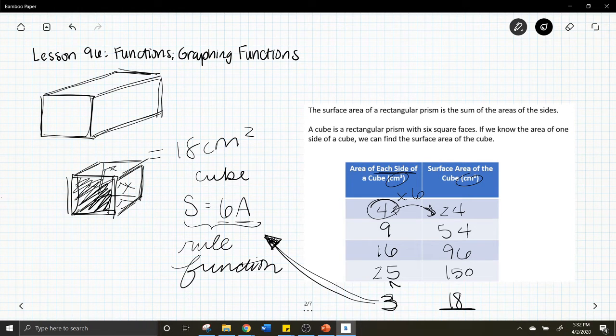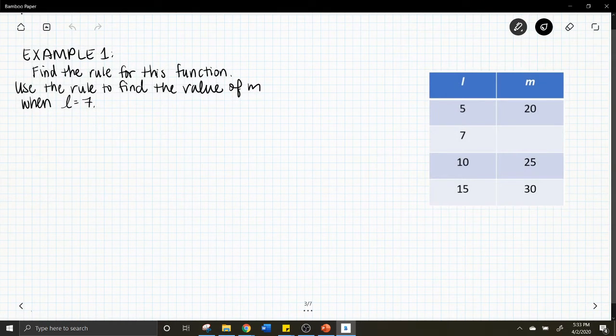So as we go through this lesson, we're going to be writing the rule for different tables and also filling in the table as we go. So let's take a look at our first example. It says find the rule for this function. Use the rule to find the value of m when L equals 7. So basically we're saying, what do we do to L? What do we do to this number in order to get to this number? And one thing that you need to make sure you do before you go and write your equation is make sure it checks out for your other problems.